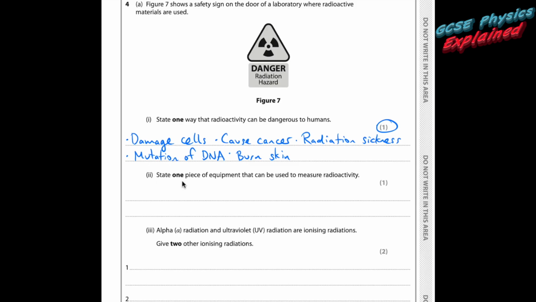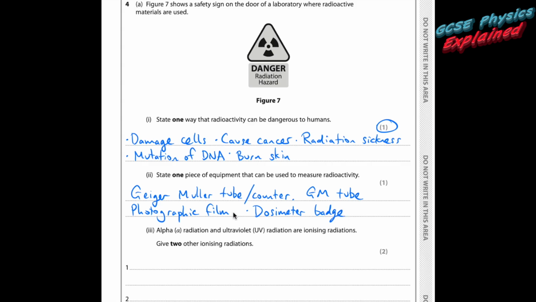Part 2. State one piece of equipment that can be used to measure radioactivity. Right, that's a Geiger-Muller tube or counter. Or you could just say a GM tube, because it's easier to remember. You can use photographic film. Turns from clear to dark. Or you could use a dosimeter badge, which has basically got the photographic film inside of it.